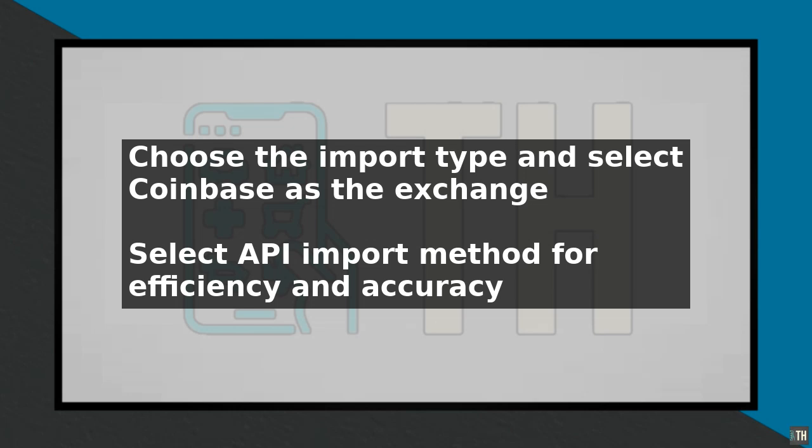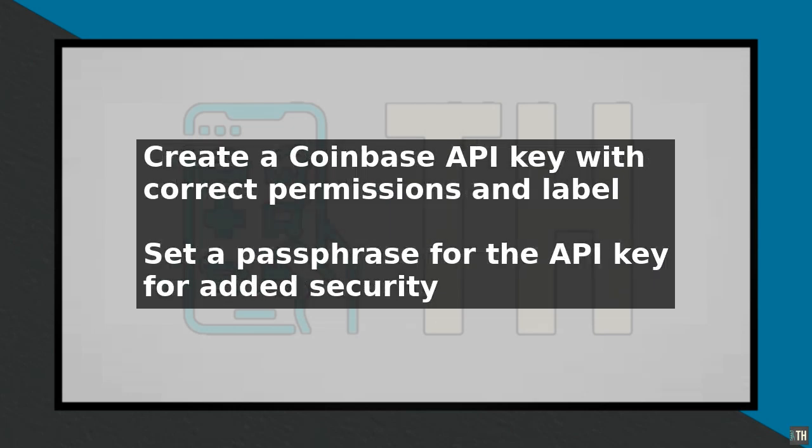To connect to the Coinbase API, you will need to create an API key on your Coinbase account. Log into your Coinbase account and go to the API settings page. Create a new API key and give it a label, such as CoinLedger. Make sure to select the correct permissions for the API key, which should include read access to your accounts and transactions. You will also need to create a passphrase for the API key.